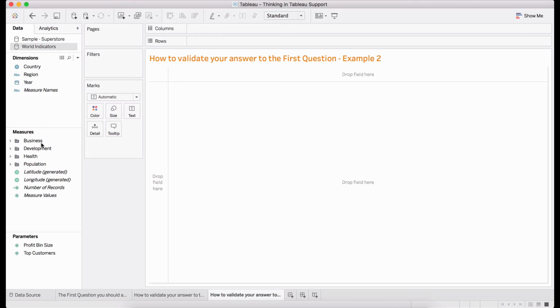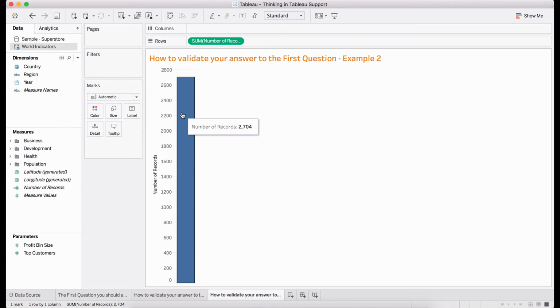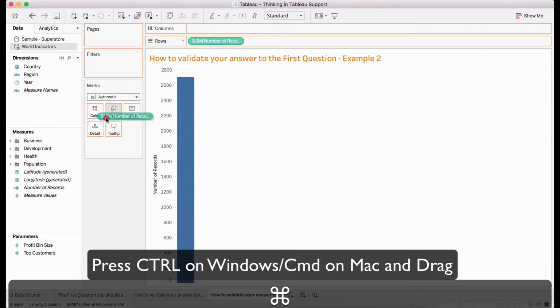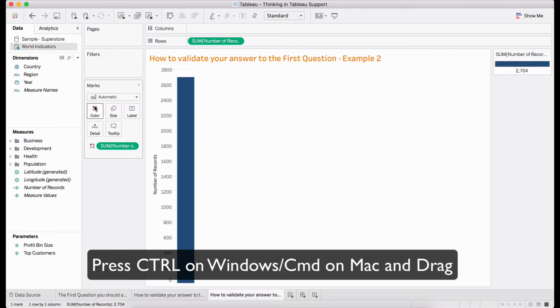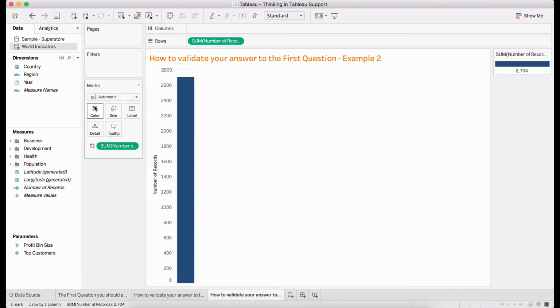So let's start off by double clicking here. We've got number of records, it's 2704 records. Let's add this to the color also at the beginning itself, so we can see it is also saying the same thing. Now let's break this number down. We do not know anything about this data set.